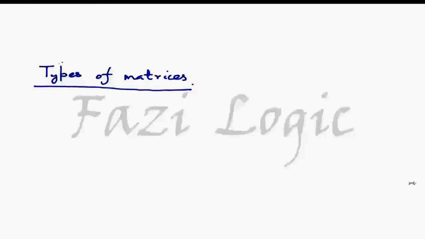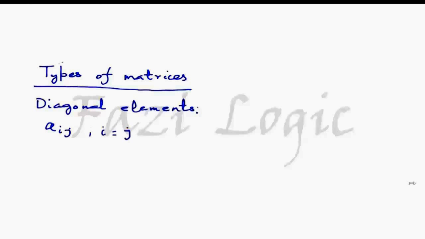Before that, what are diagonal elements of a matrix? In a square matrix, all those elements Aij for which i equal to j, that is A11, A22, A33 are called diagonal elements. And what is a square matrix? The square matrix is one in which m equal to n, that is, the number of rows is equal to the number of columns.